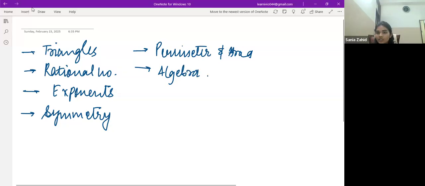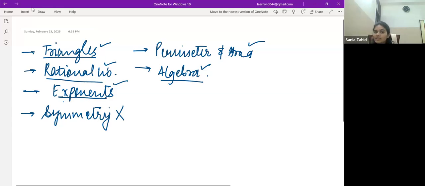So, Razan, which chapters are also there in yours? You also have triangles. You have rational numbers also, I guess. Yes, ma'am. Yeah, you have exponents. Do you have symmetry, Razan? No, ma'am. You don't have symmetry. Do you have perimeter and area? Yes, ma'am. What about algebra? Yes, ma'am. Okay. So algebraic expressions we just revised, and before algebra we revised triangles. Rational numbers also we have revised, and exponents. So now I wish to revise perimeter and area.